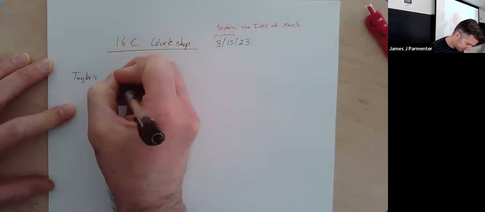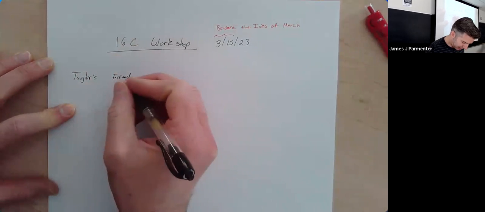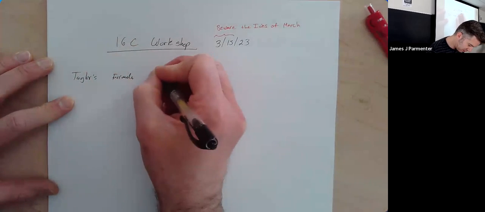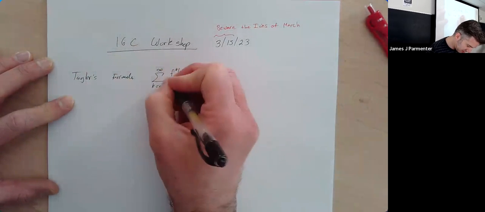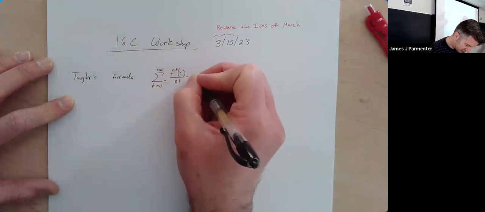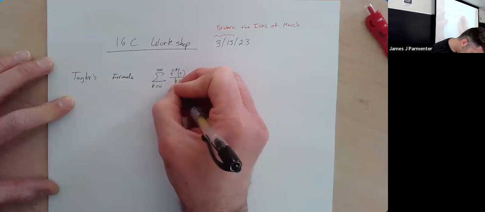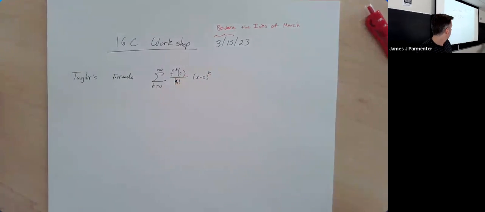Taylor's formula is, I like to write out the summation, sum from k equals 0 to infinity of the kth derivative at some center divided by k factorial times x minus that center to the k power.